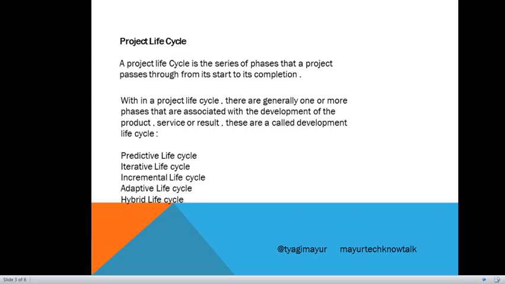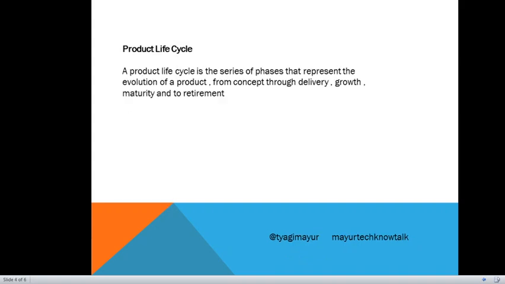Project life cycle is independent of product life cycle. Let's see what is product life cycle. So a product life cycle is the series of phases that represent the evolution of a product from concept through delivery, growth, maturity, and to retirement.